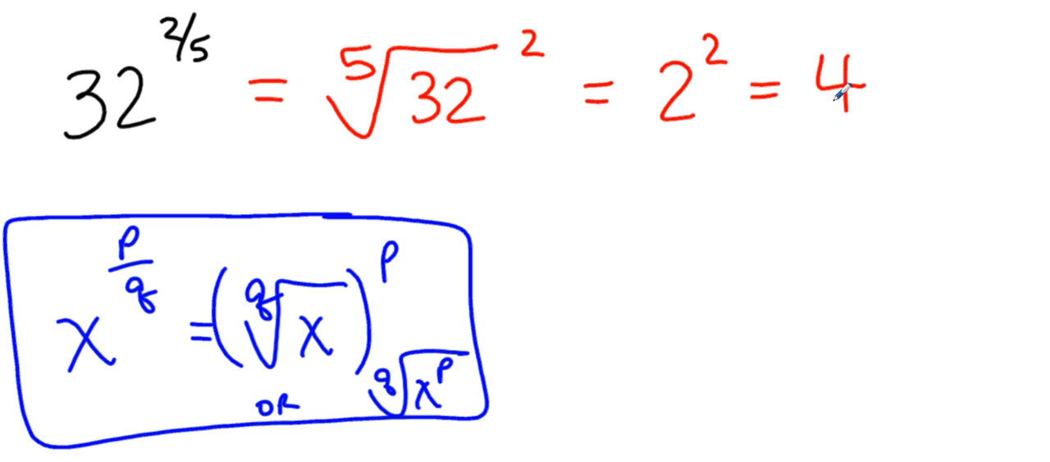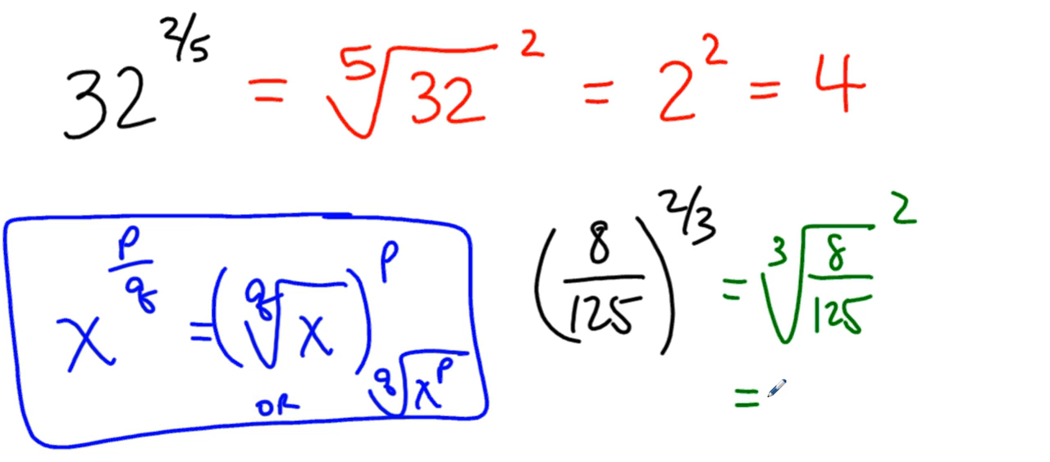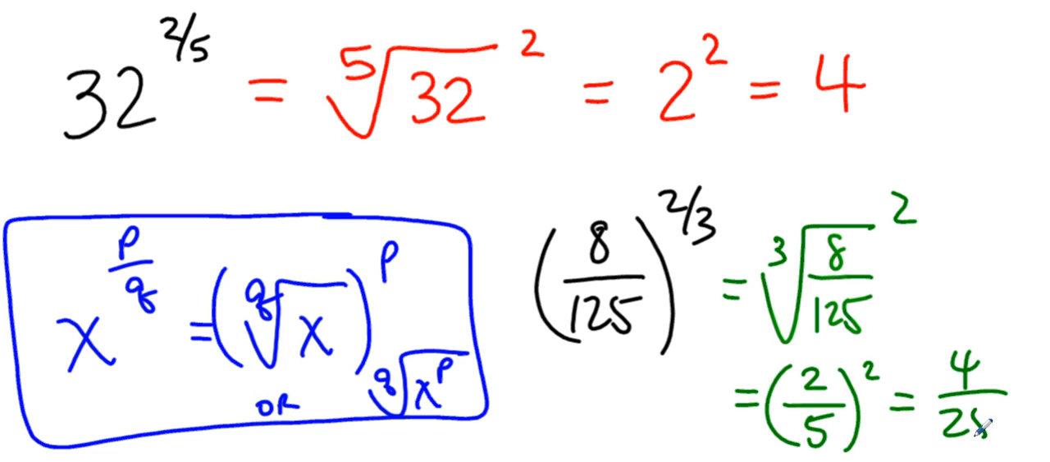Particularly on exams that are calculator inactive, it is helpful to know how to do things like (8/125)^(2/3). It is helpful to know how to do that, and the way we do that is we take a cube root and square it. So when we take a cube root of a fraction, we take the cube root of the top, that's 2, and then the cube root of the bottom, that's 5, and we square it, and that's beautiful.